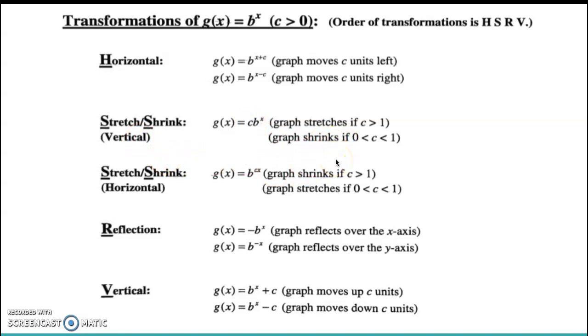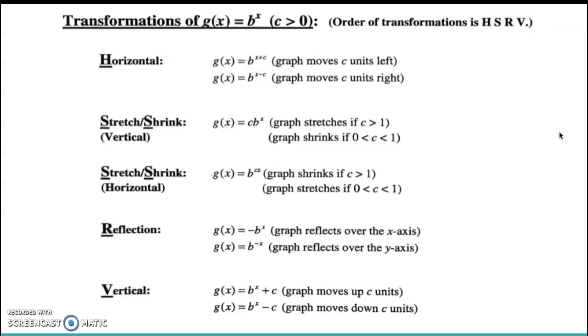And if it's bigger than 1, it's going to stretch it. If it's between 0 and 1, it's going to shrink it. Whereas horizontal is backwards. So any multiplier directly happening to x is going to cause a shrink if it's bigger than 1, but a stretch if it's between 0 and 1, because we are actually dividing our x coordinates by c instead of multiplying. And the only other thing you'll want to recall from your previous units is the order in which you transform. So you want to do horizontal, stretch, shrink, reflect, and vertical translations last.